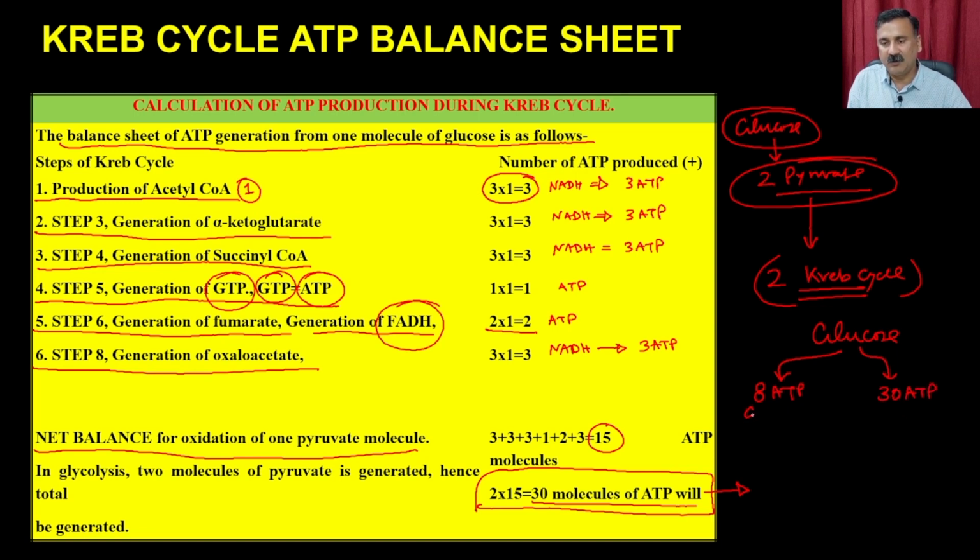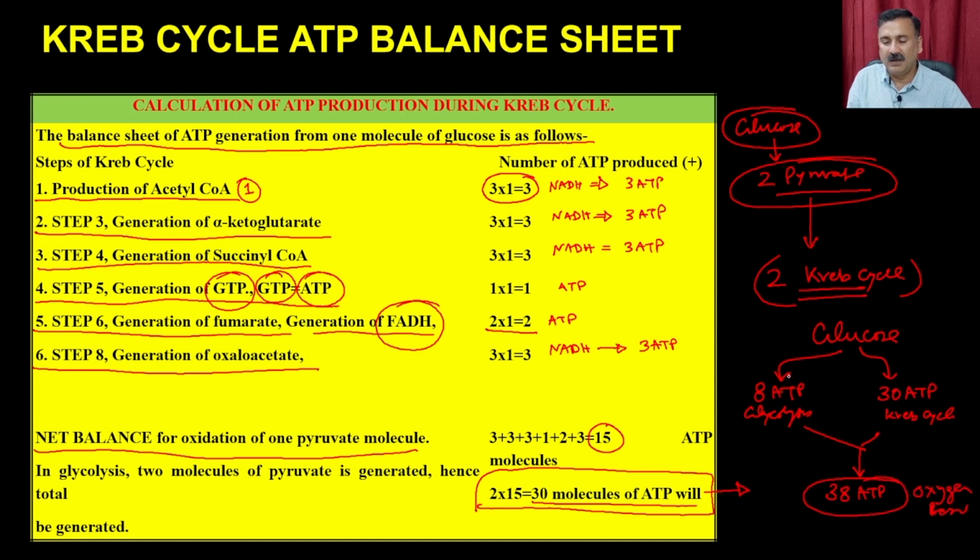This is from the glycolysis and this is from the Krebs cycle. Okay, this means together you are going to have 38 ATP molecules if the oxygen is present.